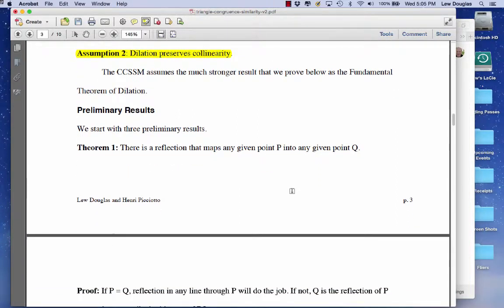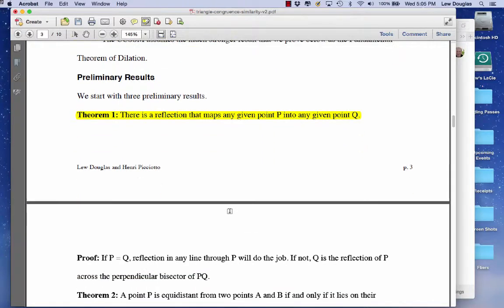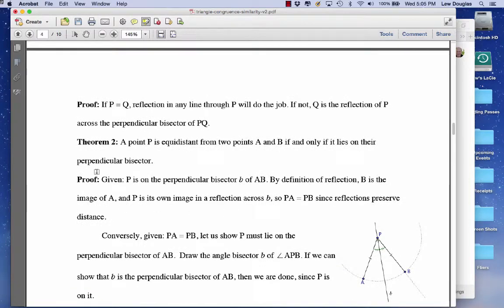All right, here are the theorems. First, we have preliminary results. The first one is that there is a reflection that maps any given point P onto any given point Q. That you could probably prove yourself. That's not too hard. It's very quick, actually. Theorem 2, which is very important in the transformational approach, is a little harder to do. A point is equidistant from two points if and only if it lies on their perpendicular bisector. It goes both ways. If a point lies on the perpendicular bisector, then it's equidistant. If it's equidistant, then it lies on the perpendicular bisector.